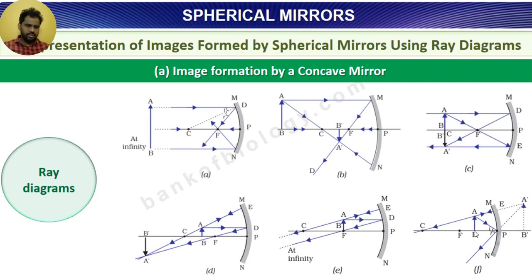Last thing we need to see is if the object is kept between the focus and the pole. One ray will hit here, go backwards, and pass through the center of curvature. The other ray will hit the pole and be deviated obliquely. Both rays will meet somewhere behind, so an extremely enlarged image will be formed behind the mirror. So these are the 6 different cases of image formation by a concave mirror.